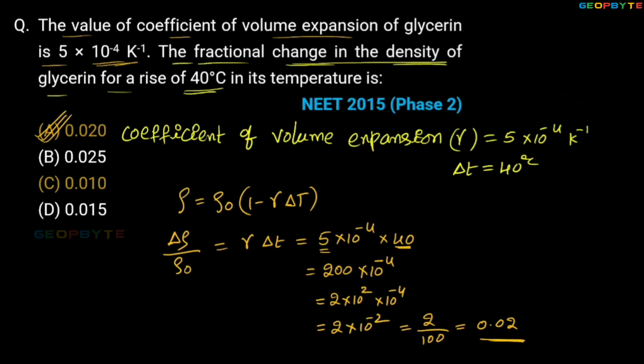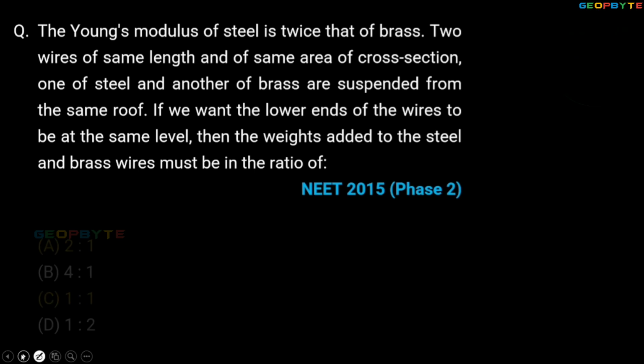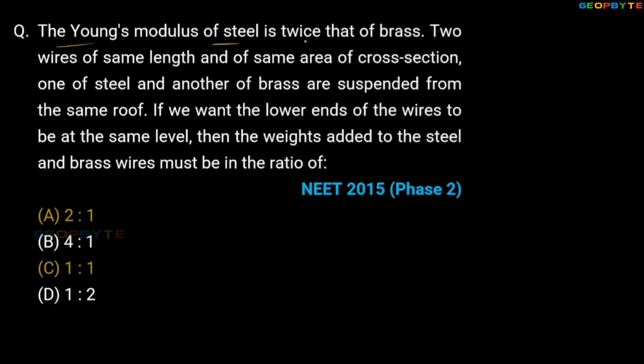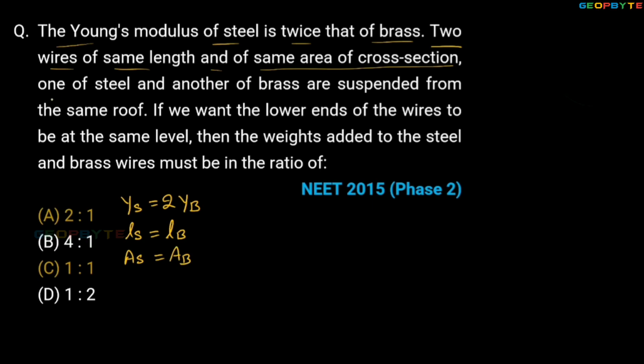Understood clearly? Yes. Then let's take another important problem. It is asking like this. The Young's modulus of steel is twice that of brass. Young's modulus for the steel equal to 2 times the Young's modulus for the brass. That condition is given. Two wires of same length and of same area of cross section. Same length means length of the steel wire equal to length of the brass wire, and area of cross section for the steel wire equal to area of cross section for the brass wire. One of steel and another brass are suspended from the same roof. That means the two wires are suspended from the roof.